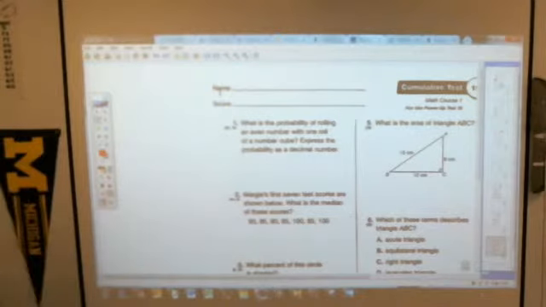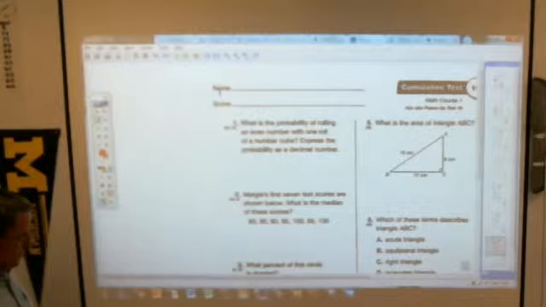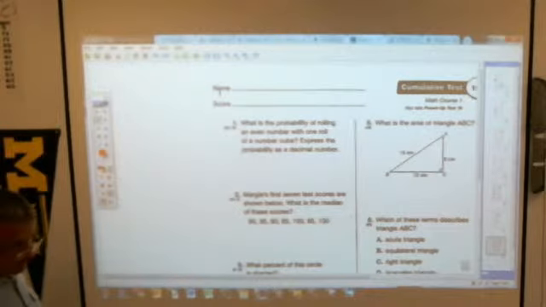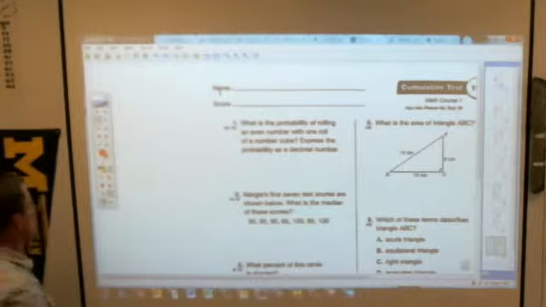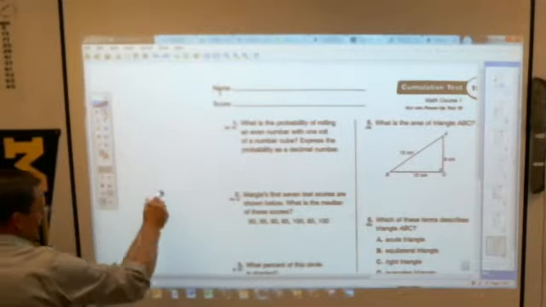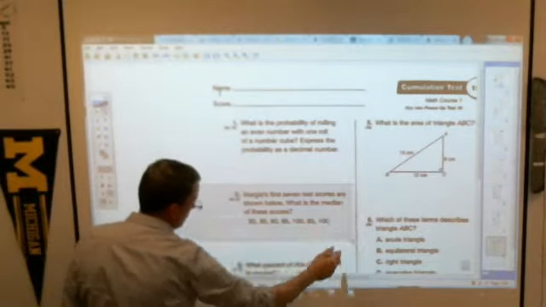Charles, now which one? Number 2. Number 2, Charles. How do you find the median of something, sir? And did you look in your notes under mode, median, mean, and range? Or no? I looked in the book.